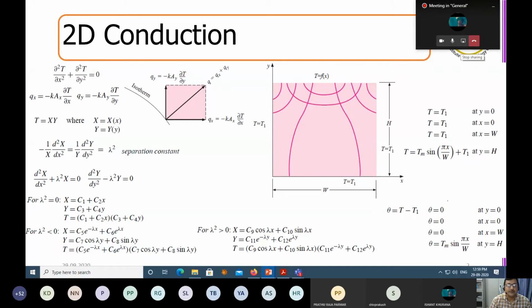Please mute. Thank you. Now, say suppose I put a slab surrounded by air, and this slab is having a heat generation, we saw that there will be a parabolic profile.